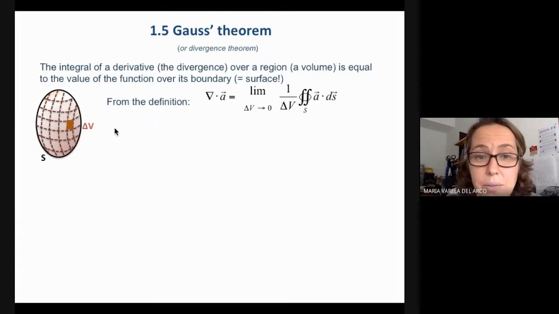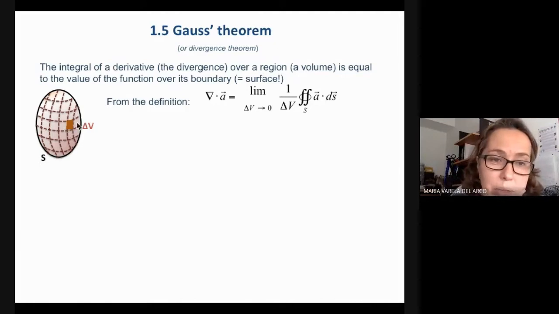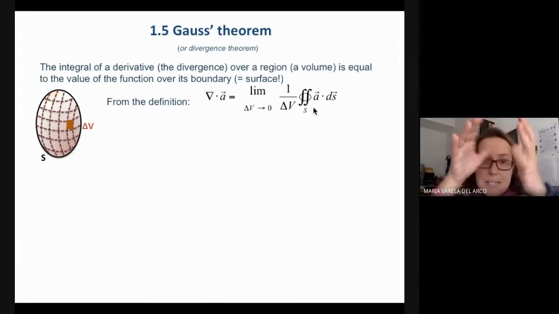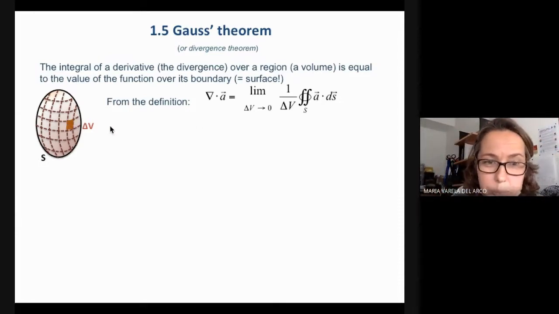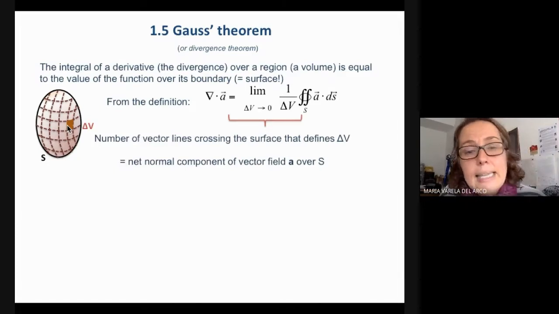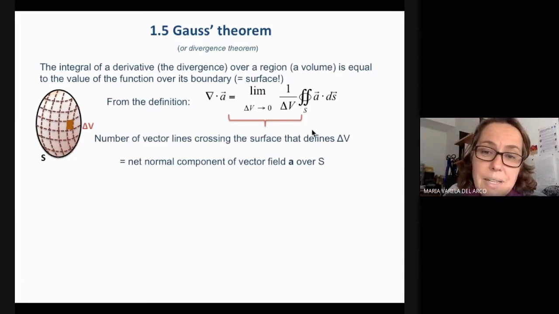And as a matter of fact, from the definition of divergence, in the theoretical way that we introduced yesterday, we wrote the divergence of a field as the limit, when you evaluate a little volume around the point P of interest, which is super tiny so it goes to zero, of 1 over the volume times the flux of A, my vector field, over the little surface that surrounds my little volume. And then we add this for the whole volume. So this means differential volume plus differential volume plus differential volume. We do this integral for all these little pieces of volume, and then we sum all of them. As we said yesterday, the divergence, the result of this, which is a scalar, gives us the number of vector lines crossing the net surface that defines my delta volume.